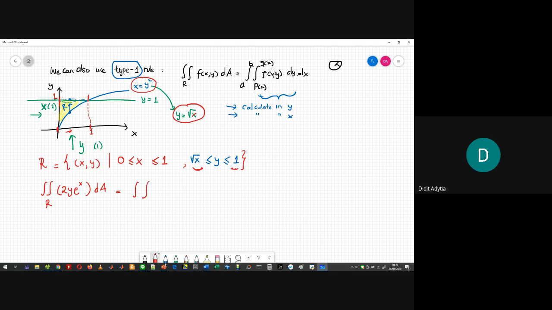Now first, we define the functions. Okay. So we define the functions. This is 2y e^x. Ingat yang pertama adalah dy. So we use dy. And then, because we use dy, we use this boundary first. Okay. And then it becomes the square root of x until 1. And then dx is between 0 to 1. Okay. Ini kita langsung di sini supaya simple. Okay. So I will use directly.